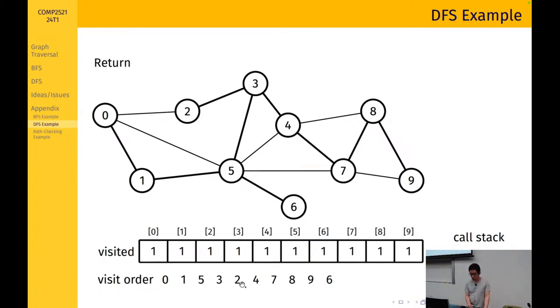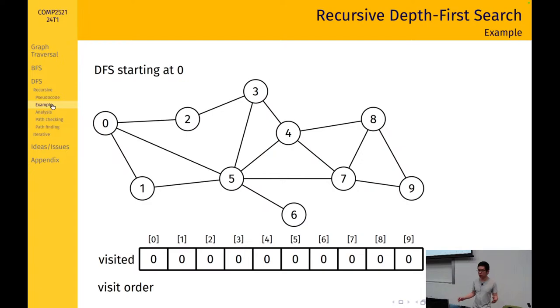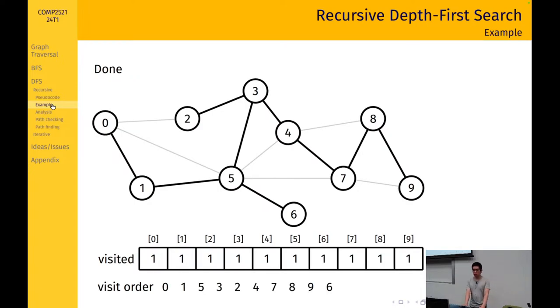The backtracking isn't actually shown in the visit order. Here we're just listing out all the vertices in the order that they were visited. But we backtrack to 3, then we go to 4, 7, 8, 9. Then we backtrack all the way to 5, then we visit 6. So that is the behavior of recursive DFS.